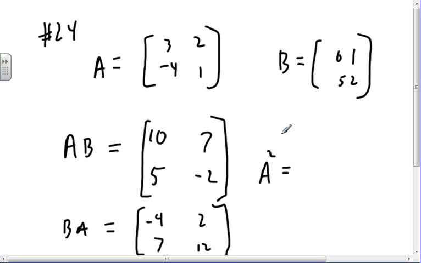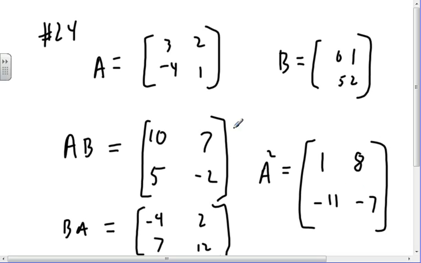A squared. First row, first column, 9 minus 8. First row, second column, 8. Second row, first column, minus 11. Second row, second column, minus 7. But see, if I would have put these in my calculator, I could have just gone A, B, got the answer out. BA, got the answer out. A squared, got the answer out. So at that point, it probably would have been easier to do that.